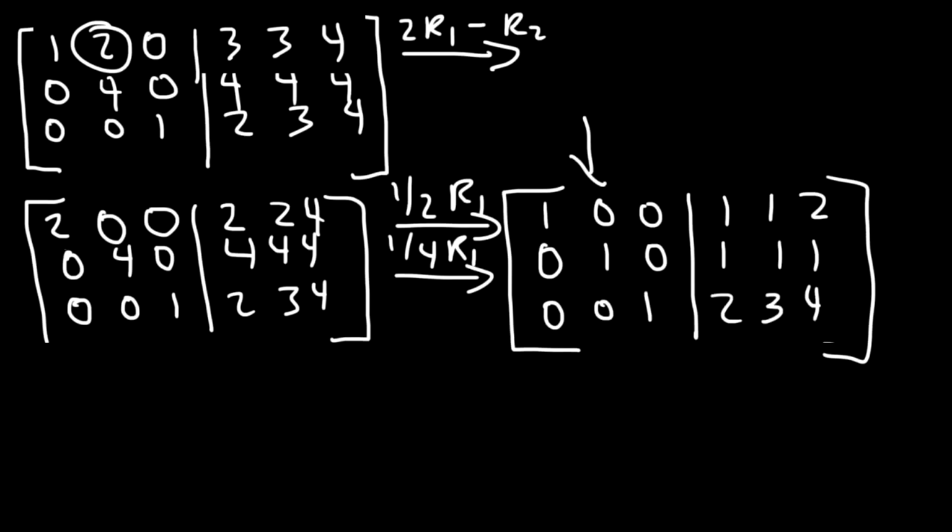So notice that here we have the multiplicative identity matrix I3, and this side represents the inverse of matrix A: 1, 1, 2, 1, 1, 1, 2, 3, 4. Now to confirm that it's indeed the inverse, what we need to do is multiply matrix A by the inverse of A and show that it's equal to I3.